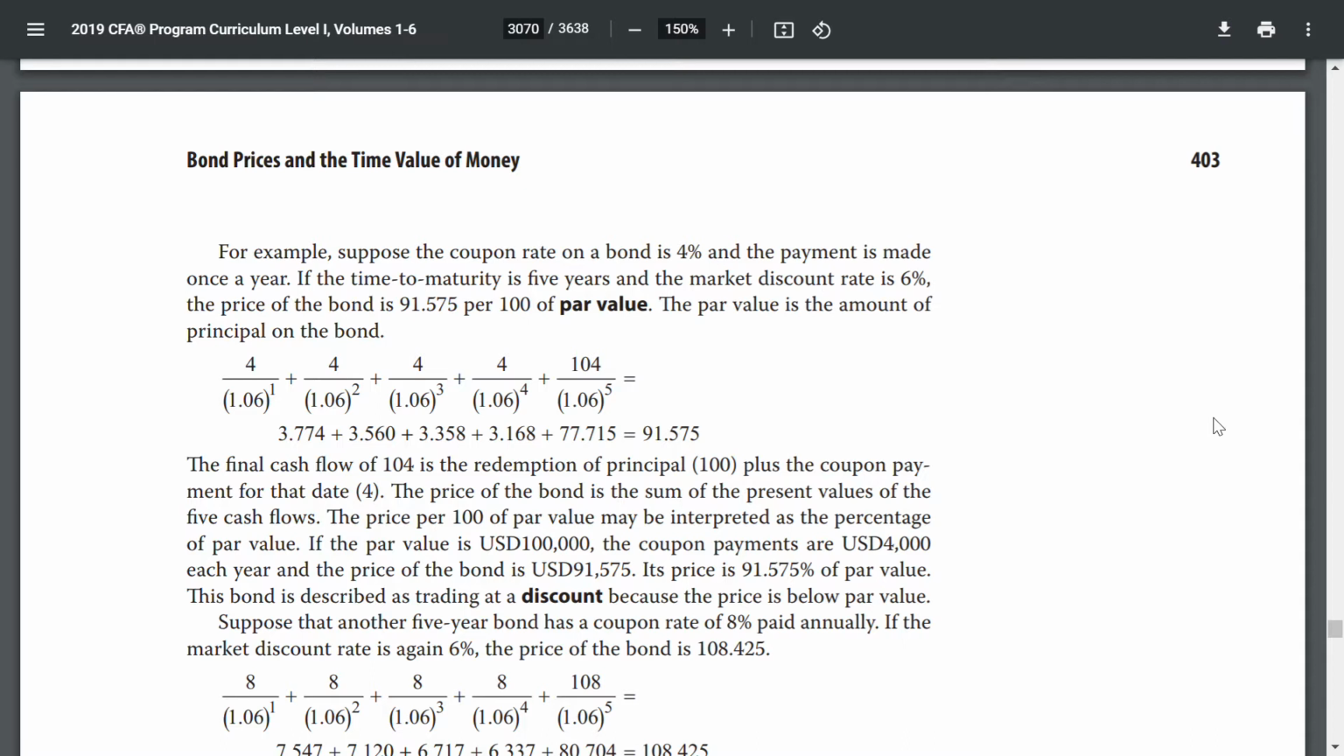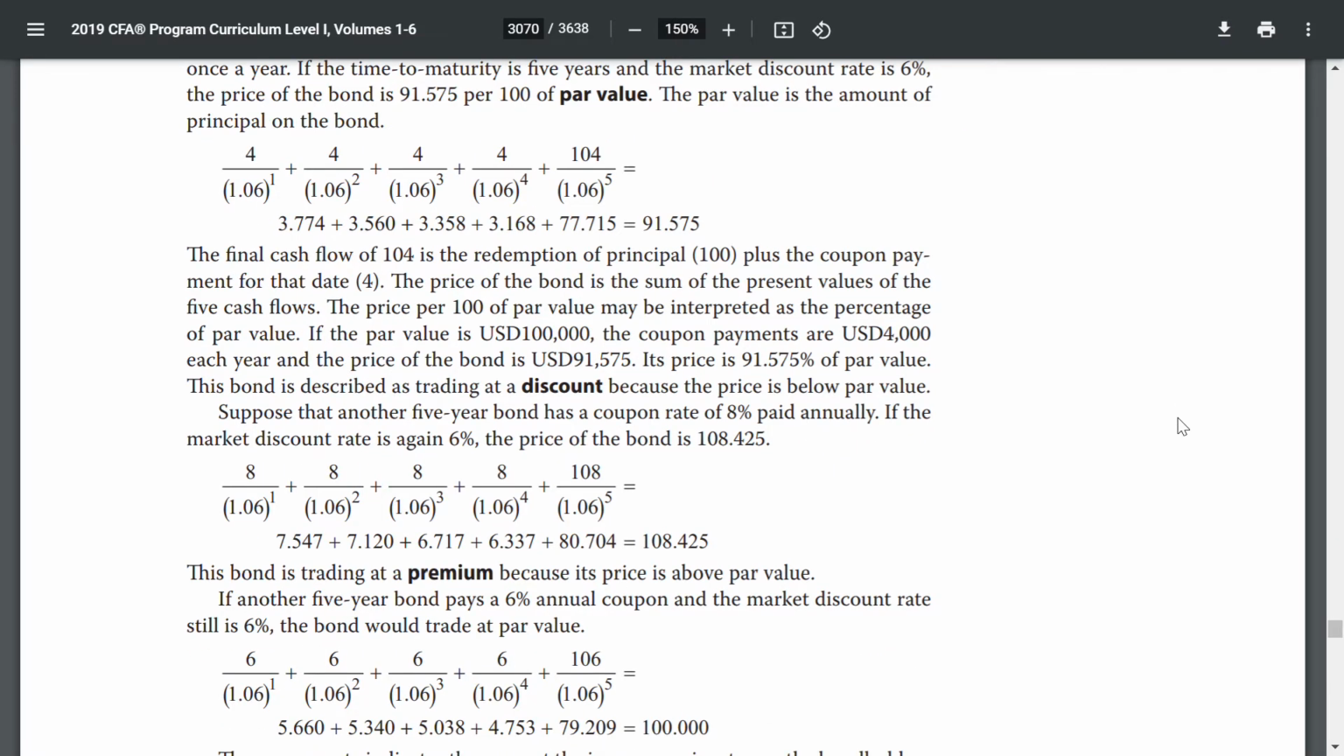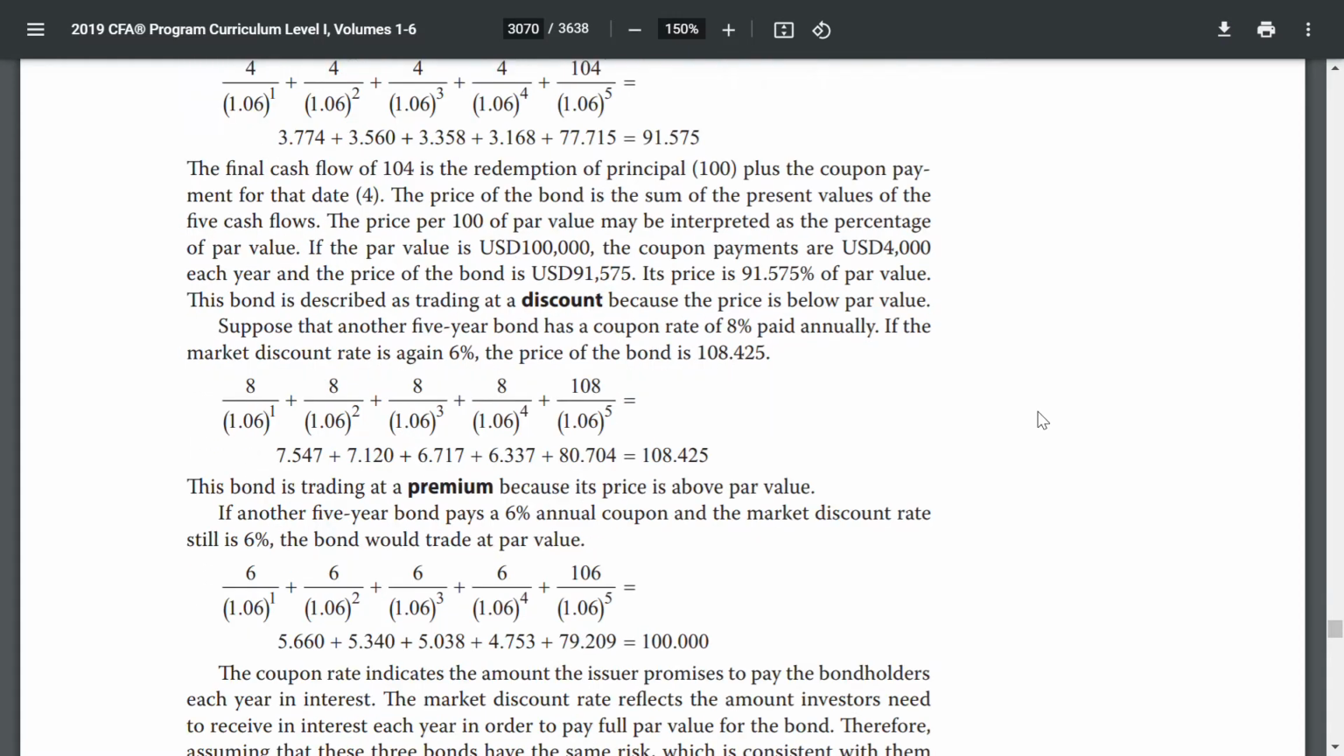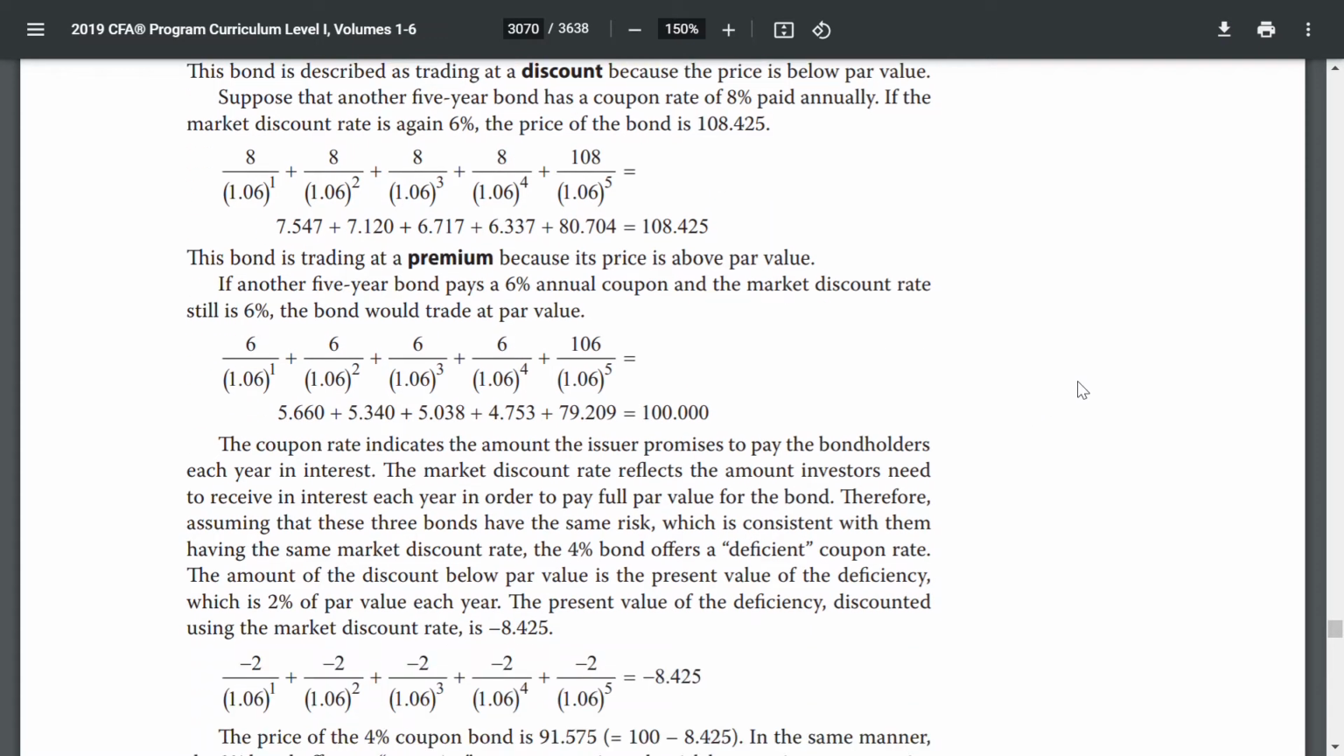The price per 100 of par value may be interpreted as a percentage of par value. Suppose the par value is $100,000 US. The coupon payments are $4,000 each year, and the price of the bond is $91,575. Its price is 91.575% of par value. So this makes a lot of sense. This bond is trading at a discount in this example because the price is below the par value.